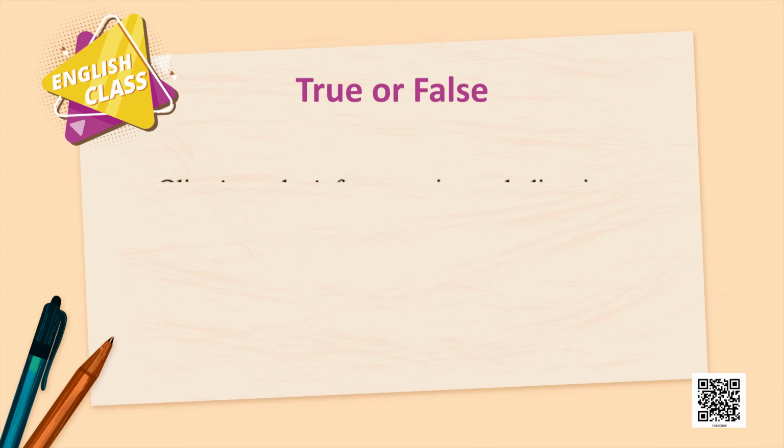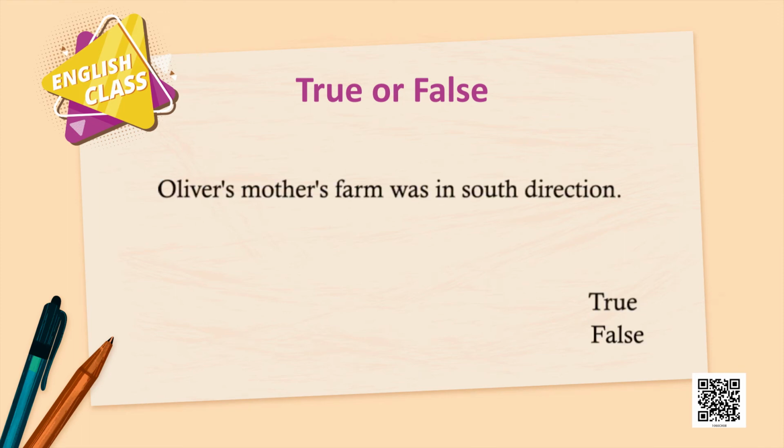Now, to the seventh one. Oliver's mother's farm was in the south direction. False. It was in the north direction. Right, I have mentioned in the summary as well, it was in the north direction.